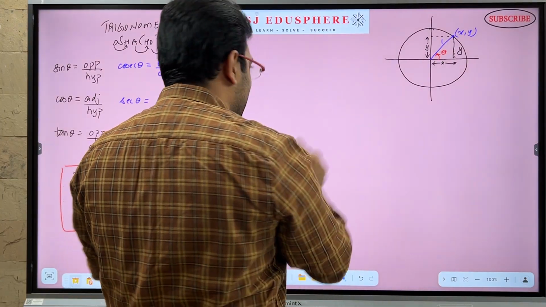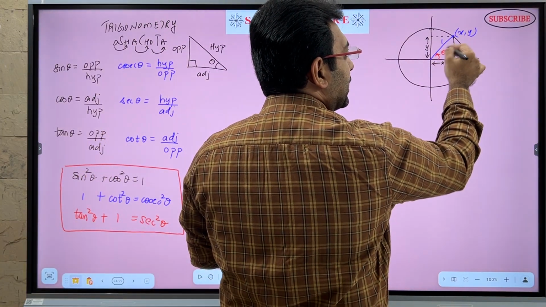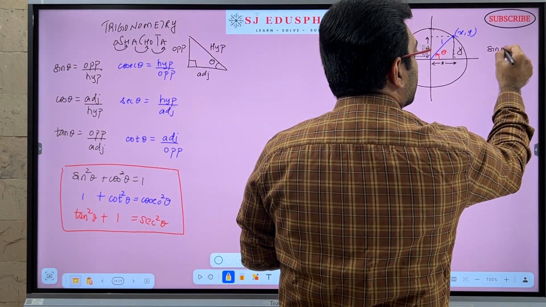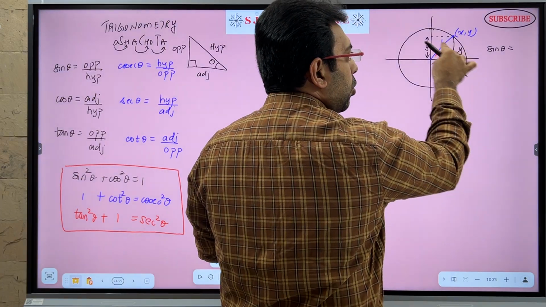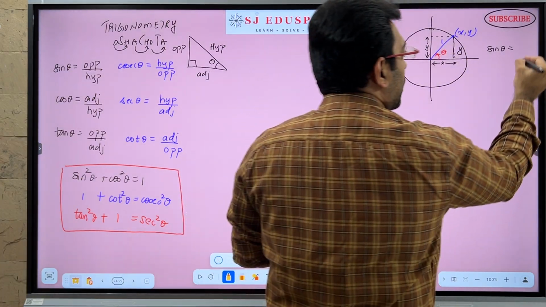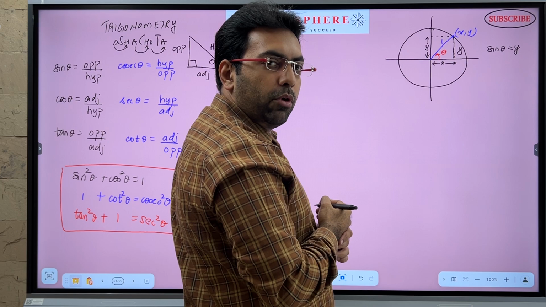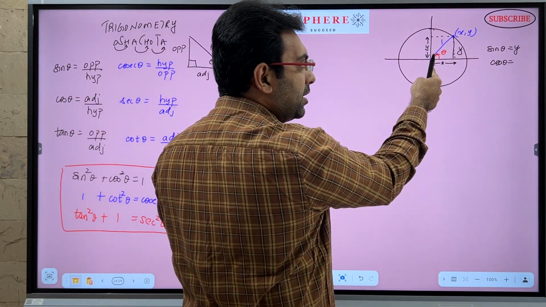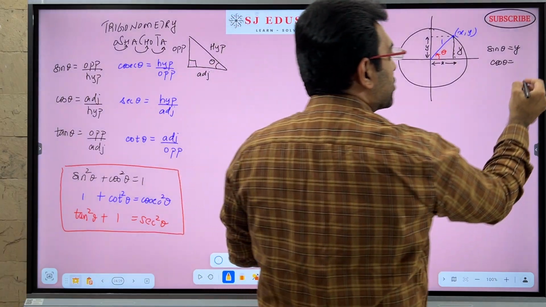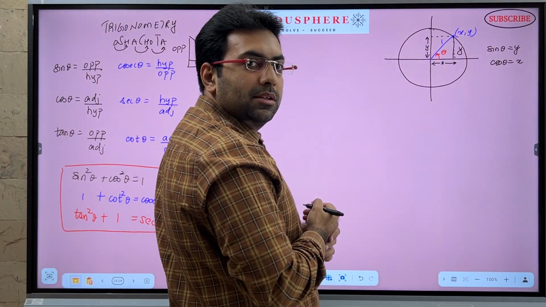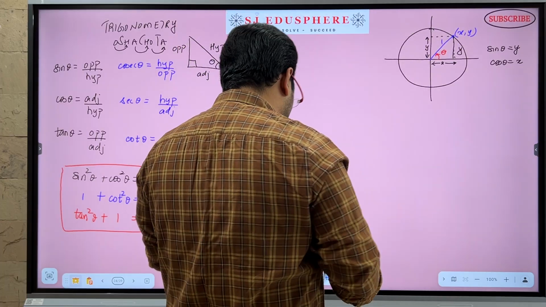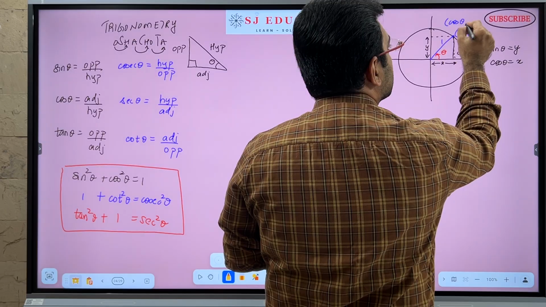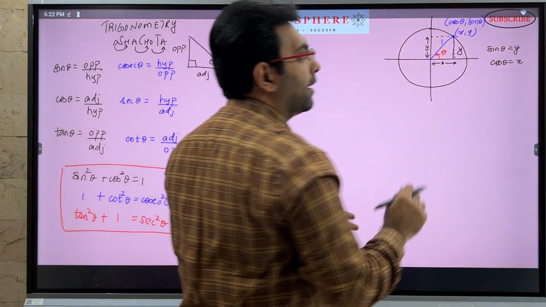Students, can we say what your sine theta will be? Can I say sine theta is opposite over hypotenuse? Your hypotenuse is 1. So sine theta is y upon 1, and cos theta is adjacent over hypotenuse, that is x over 1, leaving me with x. Hence we are going to write henceforth this x comma y as cos theta comma sine theta.